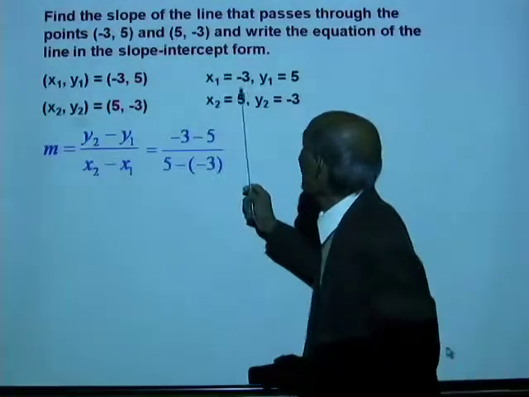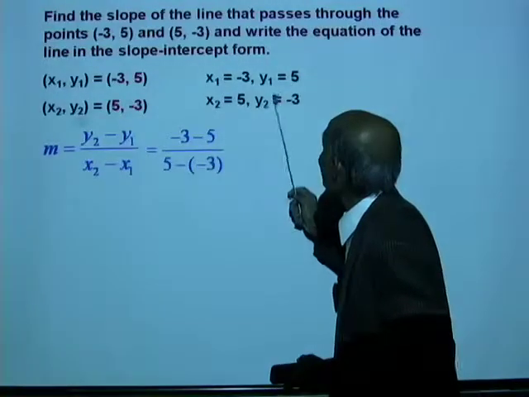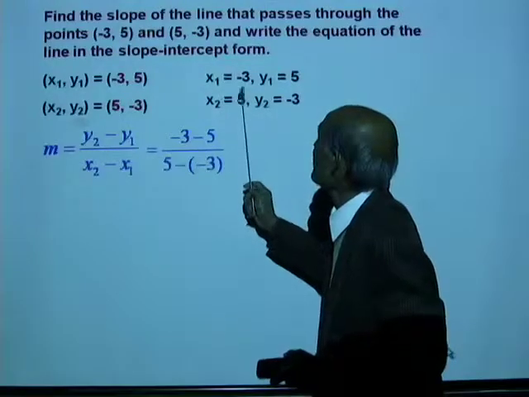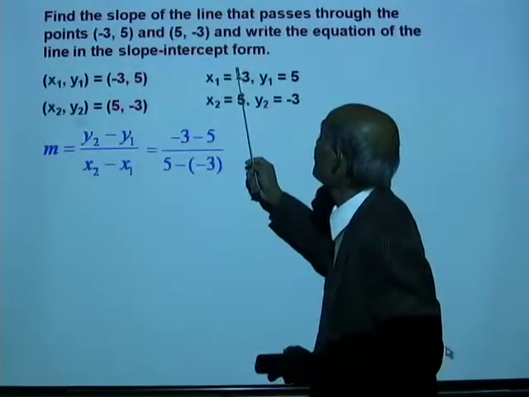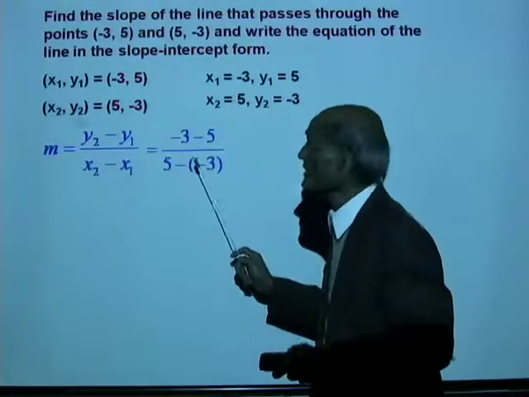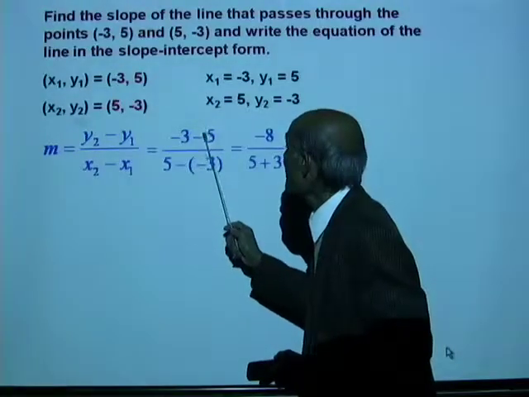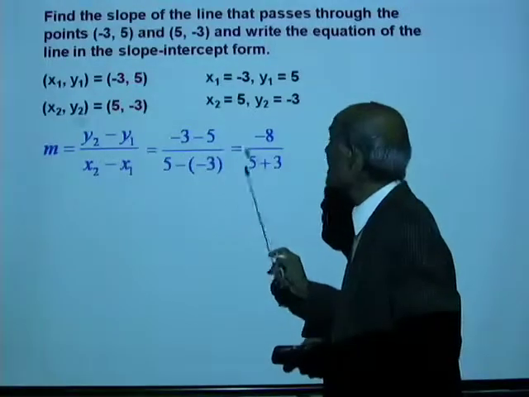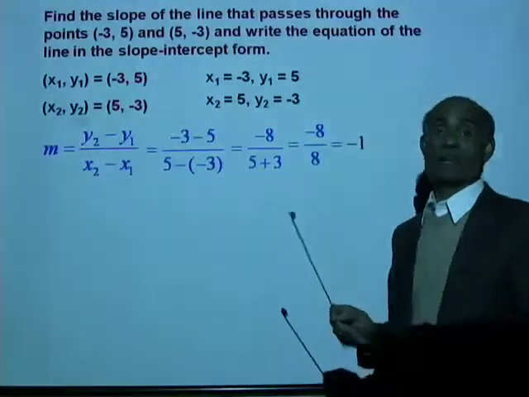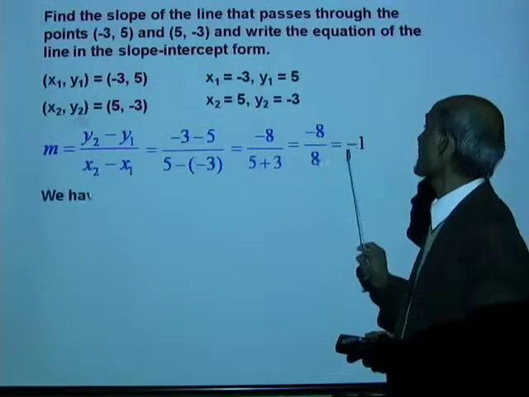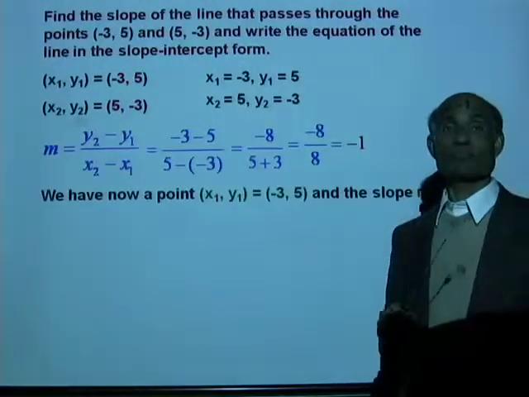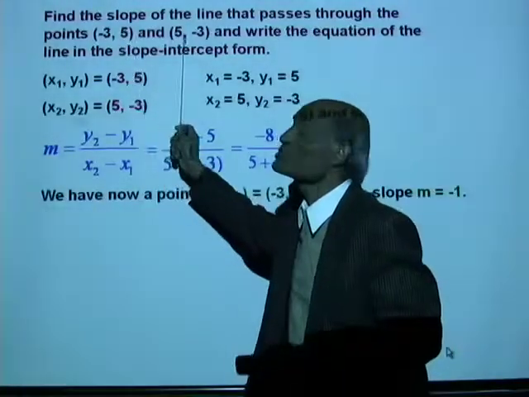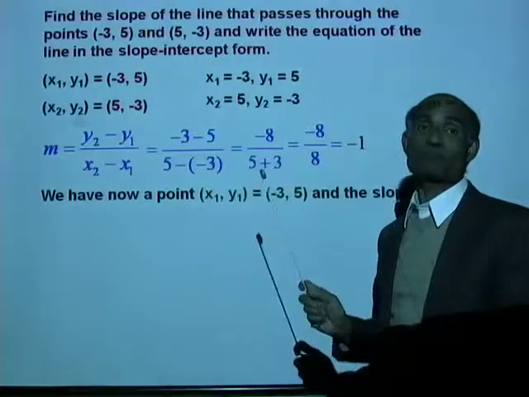And that will be y2, that is -3 minus 5 over x2 minus x1. What's that? 5 minus -3. Watch those signs. And that will be -3 minus 5 is -8. 5 minus -3 is 5 plus 3. And that will be -8 over 8, that is -1. So we have the slope of the line that passes through these 2 points is -1.